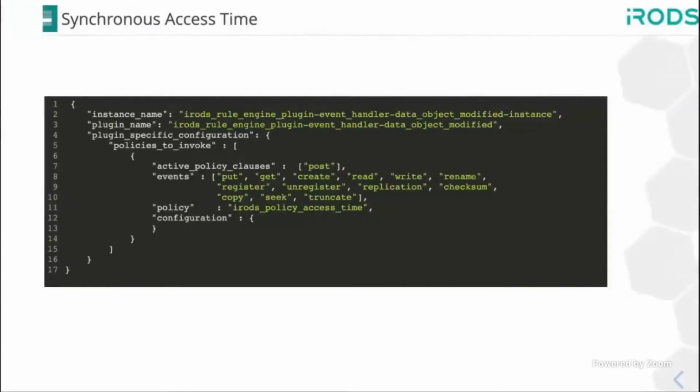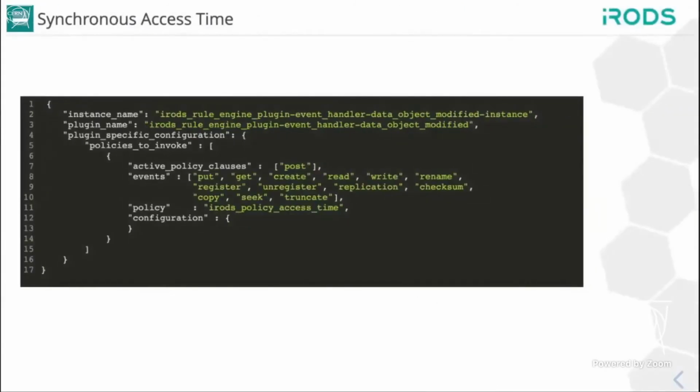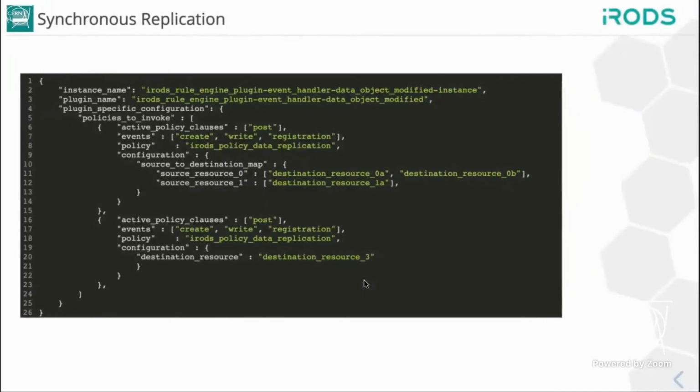So we're going to go through a couple of examples. So here's the code part of the presentation. After something gets modified in the system, based on any of these reasons, we can then call this policy. So this is a synchronous access time policy. It's a JSON object that's going to be part of the rules that get fired. This is a synchronous replication example. So after any of these types of things happen on a data object, we're going to call the replication policy. And in this case, we can send it to multiple destinations, in case we want to send a replica somewhere or a set of replicas. In this case, we want to replicate to a single target.